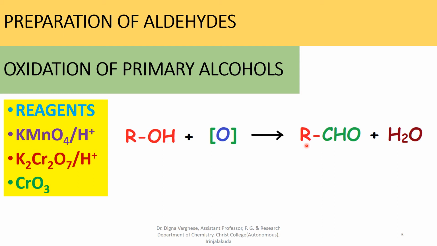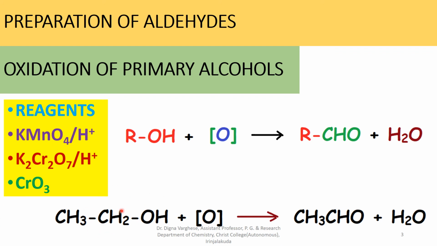So, in this oxidation reaction, we can use the reagents acidified potassium permanganate, acidified potassium dichromate, or chromium trioxide in an anhydrous medium. Here you can see ethanol undergoes an oxidation reaction and forms acetaldehyde or ethanal and water. Any of these reagents can be used for this oxidation process. So primary alcohols undergo oxidation reactions with any of these reagents, and the alcohol is converted into aldehyde.